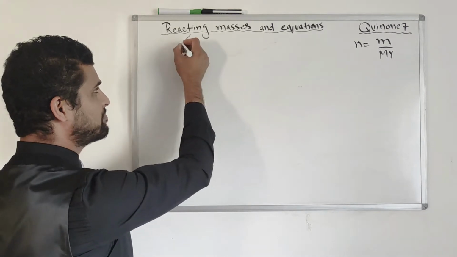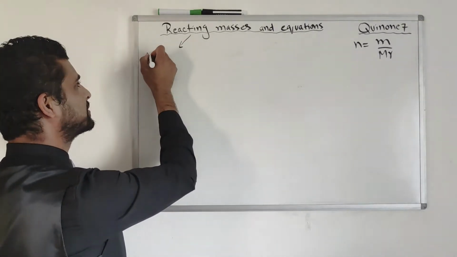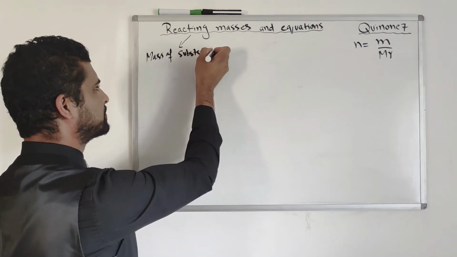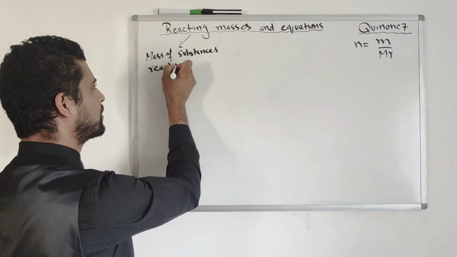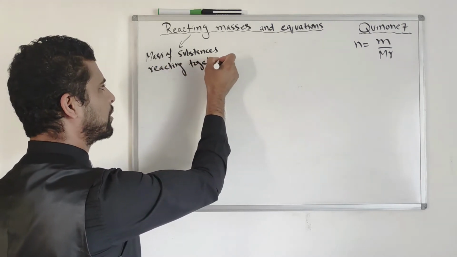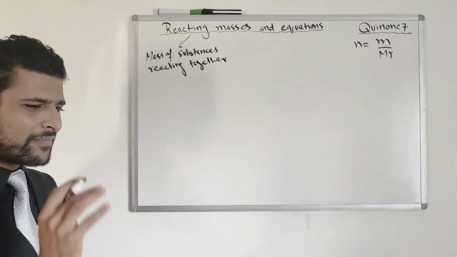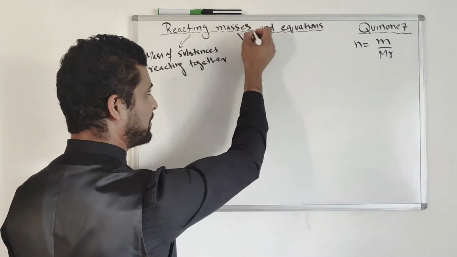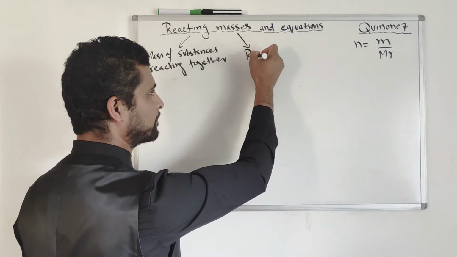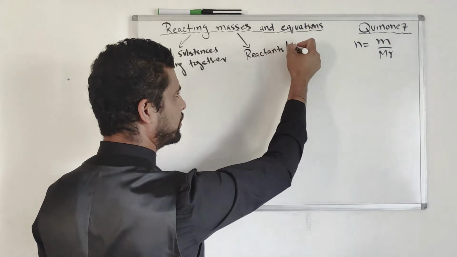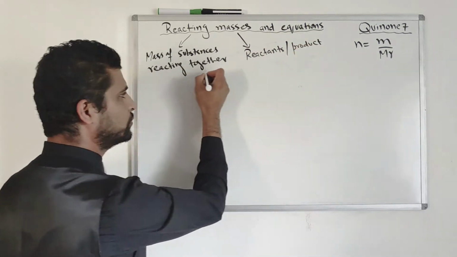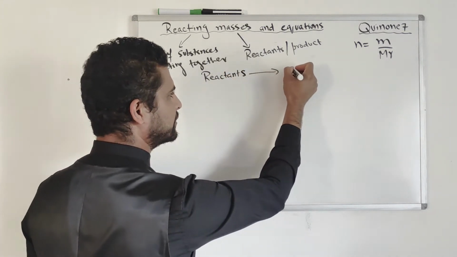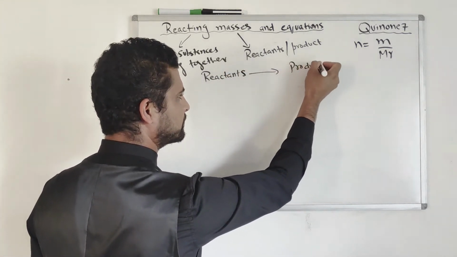Reacting masses means the masses of substances reacting together. So whatever is going to react together, we're going to look at that and whatever they're going to produce. So the masses can be related to reactants or products. You do know that in chemistry reactants are converted into products.